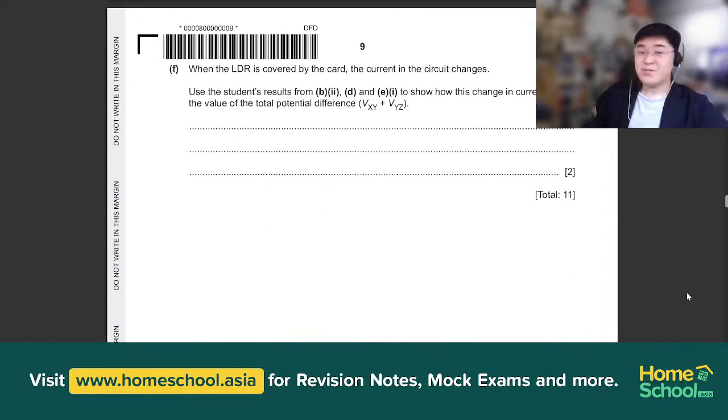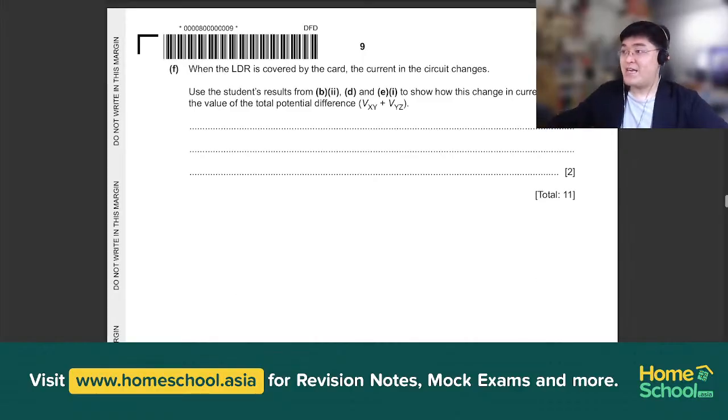Okay, so over here, part F, when the LDR is covered by the card, the current in the circuit changes. So we are to use the student's results from B part 2, D, E, and E part 1 to show how this change in the current affects the value of the total potential difference. So let's take a look at all our results.